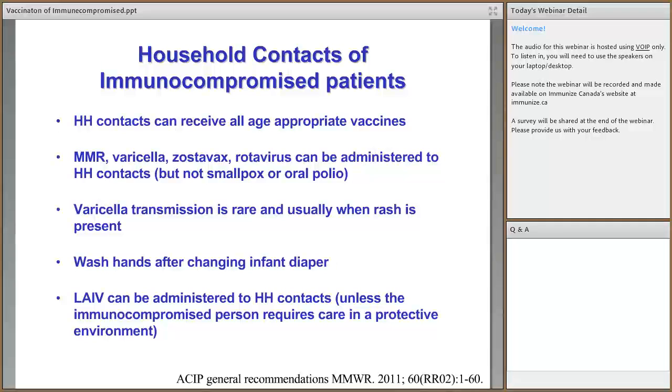Live influenza vaccine can be administered to household contacts, and the only caveat there is unless the immunocompromised person requires care in a protective environment, and really that only occurs when the patient is getting an active stem cell transplant, and only for 1 month, so that situation doesn't arise very often.